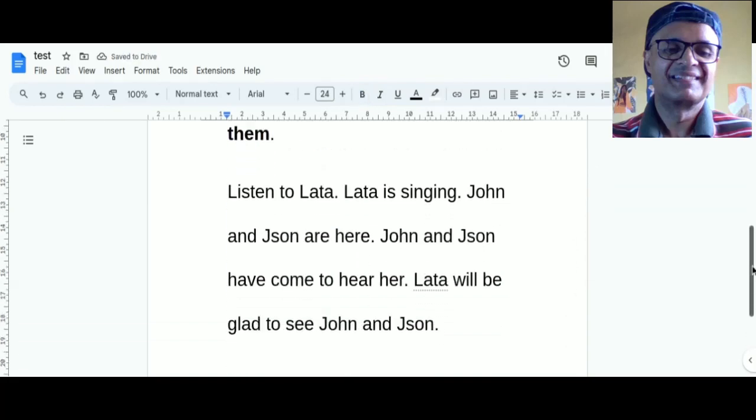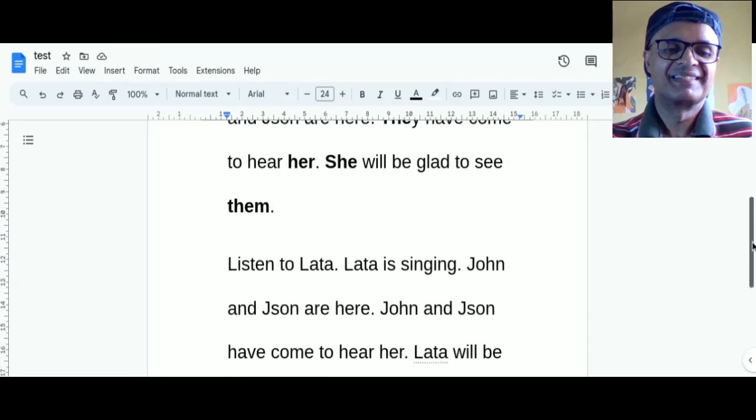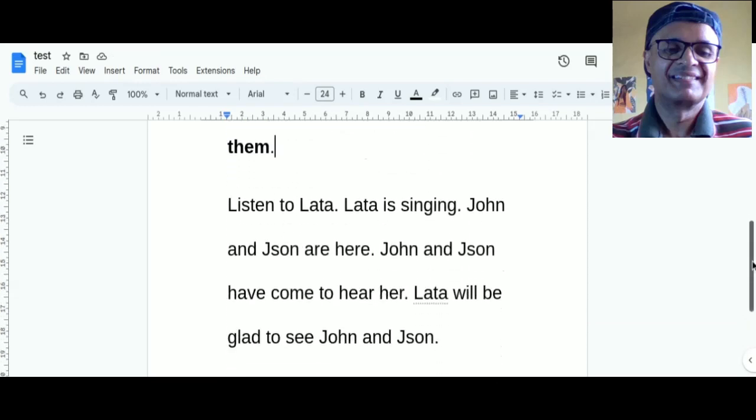And I write down the same sentences, the same paragraph below. Listen to Lata. Lata is singing. John and Jason are here. John and Jason have come to hear Lata. Lata will be glad to see John and Jason.